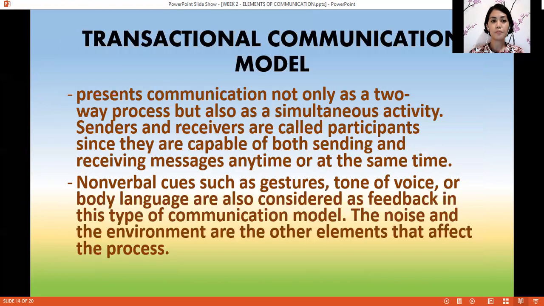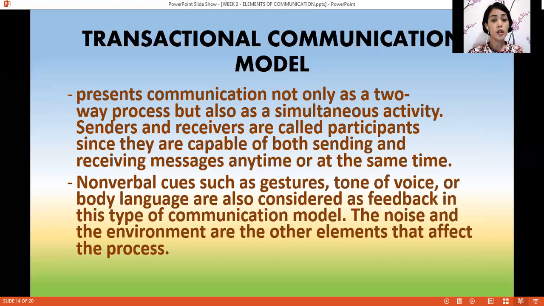Okay, let us proceed now. Next is the transactional communication model. Here it presents communication not only as a two-way process, but also as a simultaneous activity. Simultaneous means continuous. Sender and receivers are called participants since they are capable of both sending and receiving messages anytime or at the same time. Nonverbal cues such as gestures, tone of voice, body language are also considered as feedback in this type of communication model. The noise and the environment are other elements that affect the process.